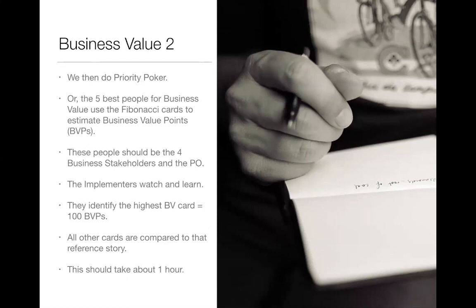So those 5 best people would be the 4 business stakeholders and the product owner, at least in my opinion. And then we give them the Fibonacci cards, and they first identify the biggest business value card, the one, and then they arbitrarily give that 100 business value points. And then they vote, as 5 of them, getting close, averaging their votes. They vote on all the other stories. And the implementers watch and learn and understand better why we're doing this project.